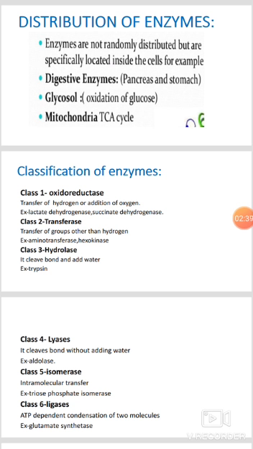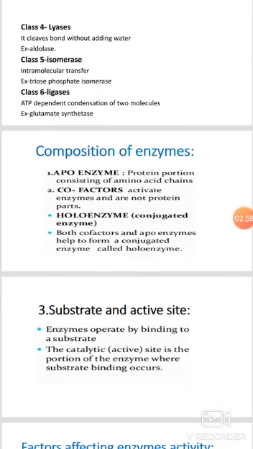Class 5, isomerase. It helps in the intramolecular transfer. Example, triose phosphate isomerase. Class 6, ligase. It is an ATP-dependent condensation of two molecules. Example is glutamate synthetase. Now, composition of enzymes.